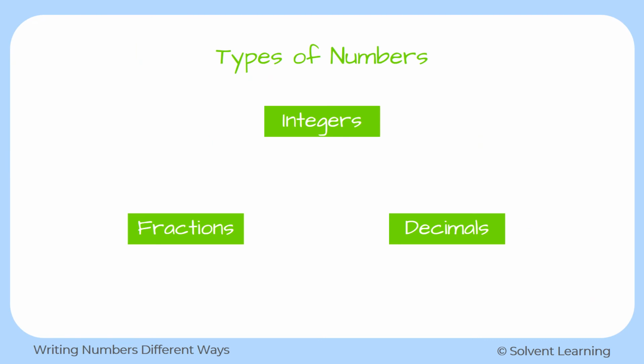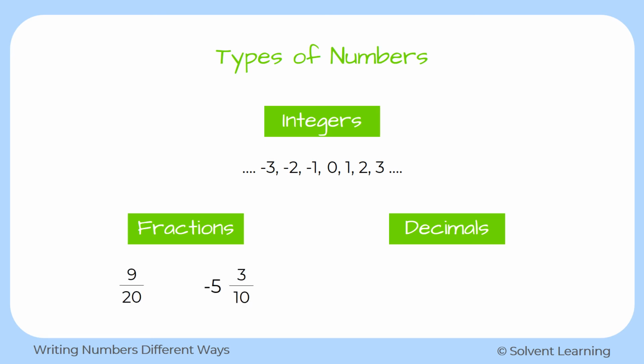The three types of numbers that we're going to look at in this lesson are integers, fractions, and decimals. Integers include all of the whole numbers. So we start with 0 and count on to 1, 2, 3, and so on. Integers also include the negatives of those numbers, -1, -2, -3, and so on. They do not include fractions and decimals, though. Fractions and decimals are different types of numbers.